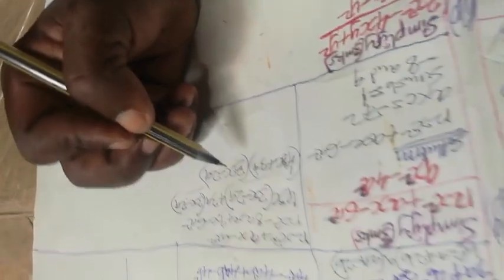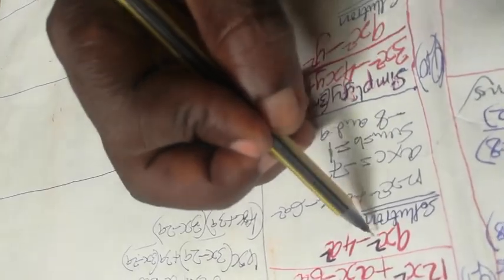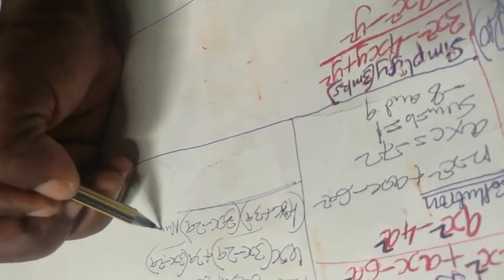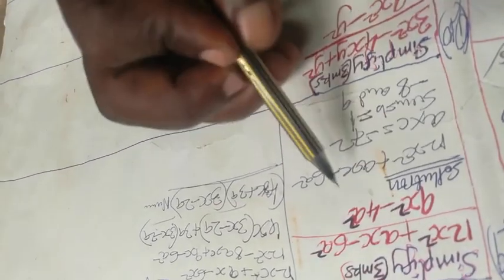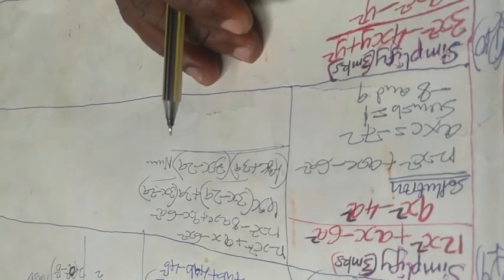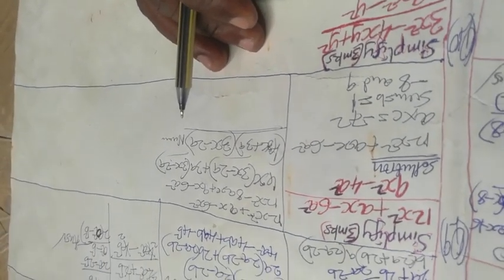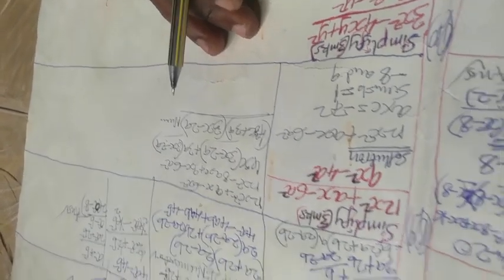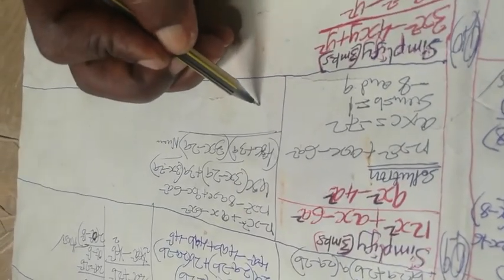Our denominator is 9x squared. This is our numerator now. Our denominator is given as 9x squared minus 4a squared. This is a difference of two squares.